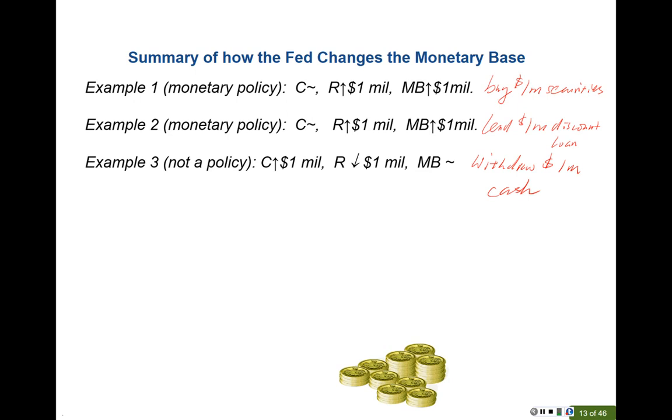So from examples 1 and 2, we can say currency is not a good candidate for monetary policy because currency, the C, does not respond to the Federal Reserve's monetary policy in both examples 1 and 2.